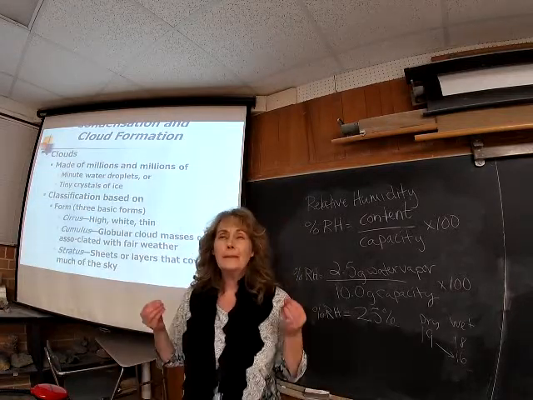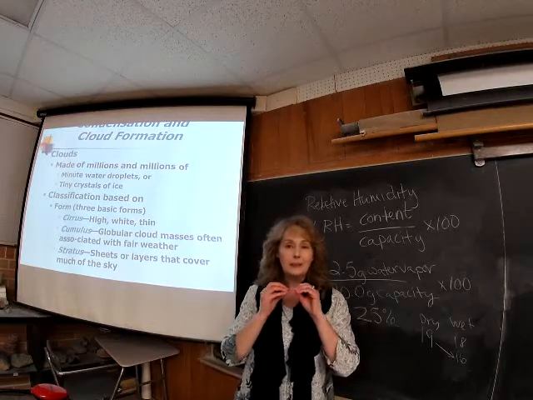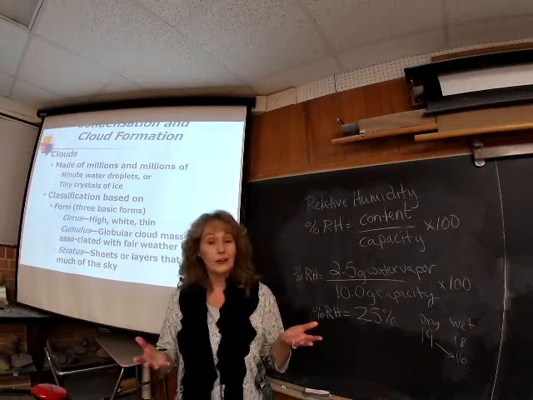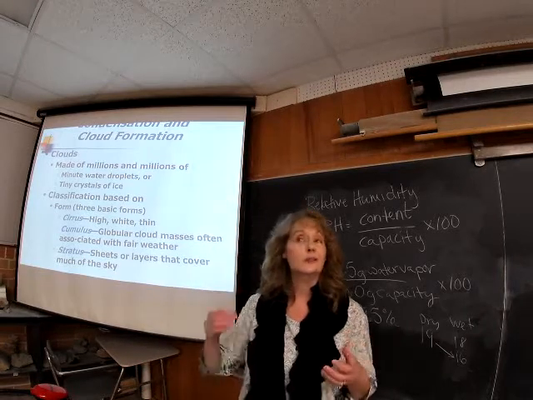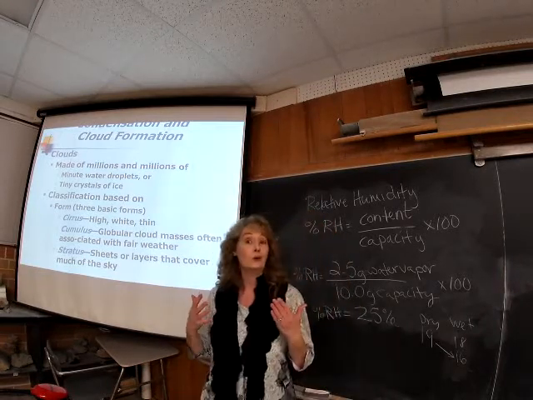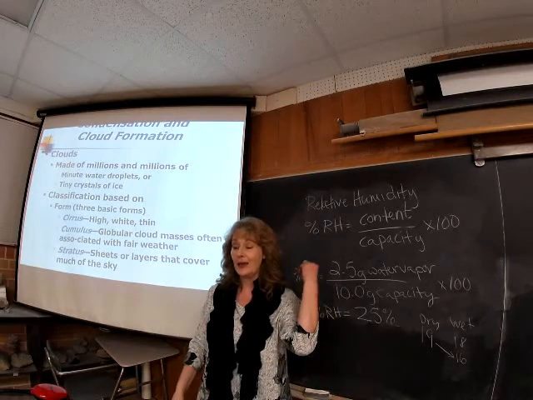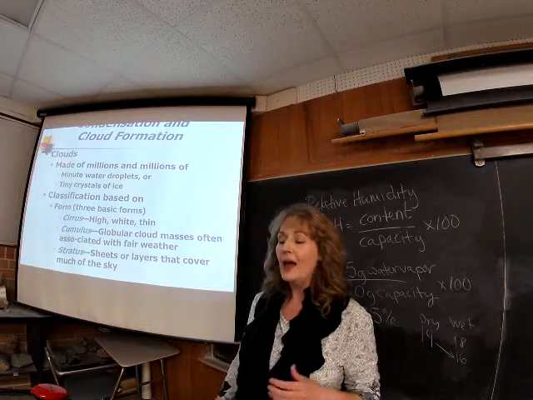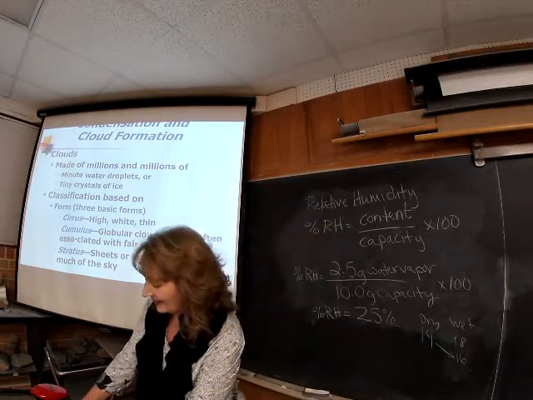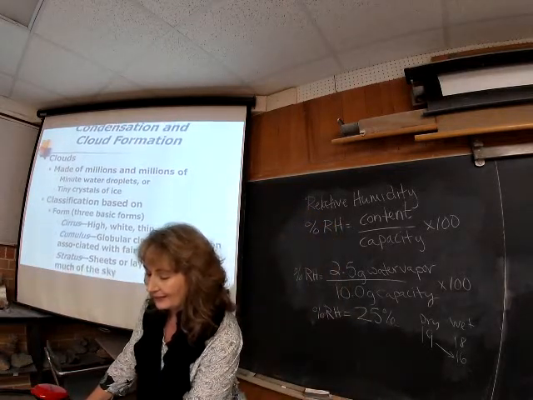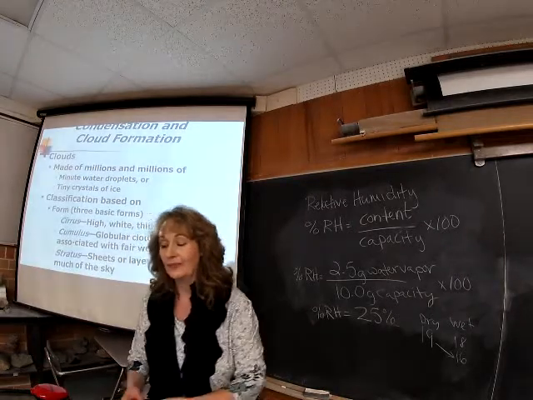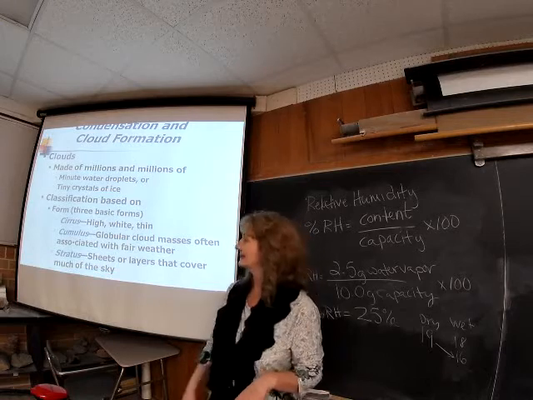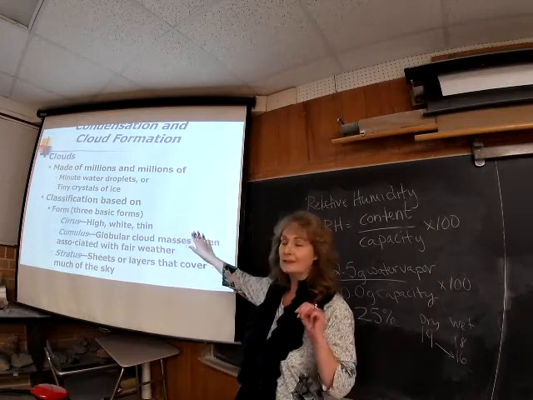So clouds are actually millions and millions of these tiny water droplets, or they could be tiny ice crystals, depending on how cold your cloud is, how far up in the atmosphere, and how cold it is. And we classify our clouds on a couple of things. Their shape, or form, is one way we classify them. And there are three basic forms.